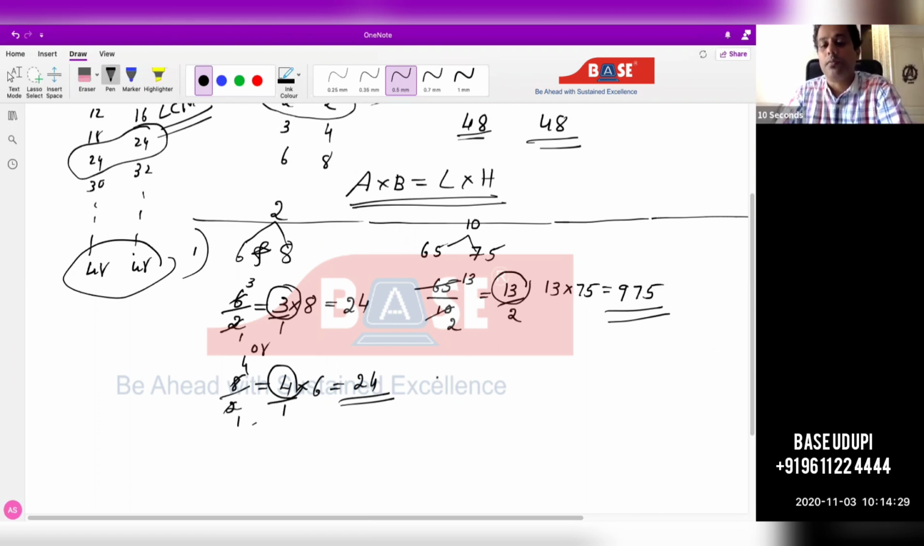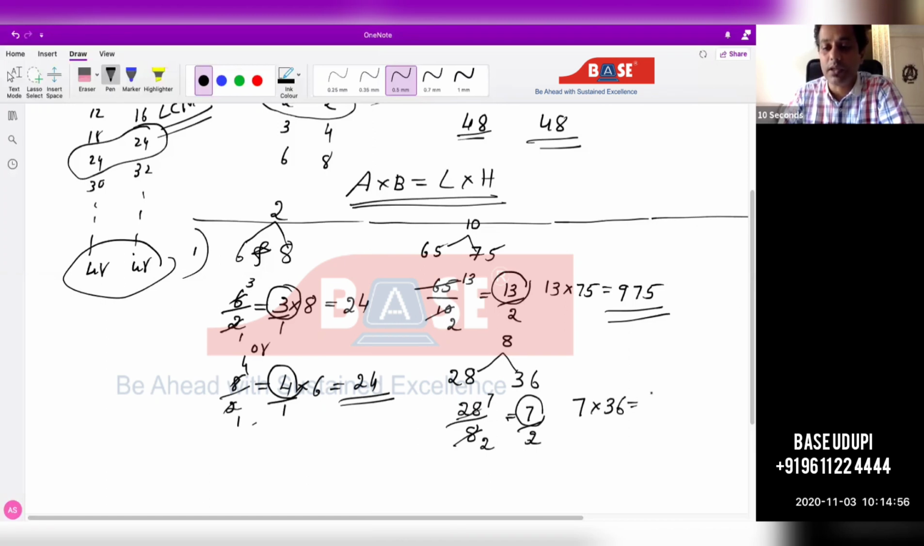So let me take a few more examples. If I take 28 and say 36, the difference between these two numbers is 8. Next step is 28 divided by 8, smallest fraction: 4 2 times, 4 7 times, 7 divided by 2. Take only 7, multiply with 36, 252 is the LCM. So the LCM of 28 and 36 is 252.